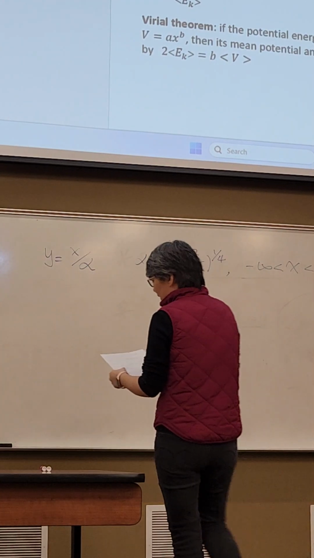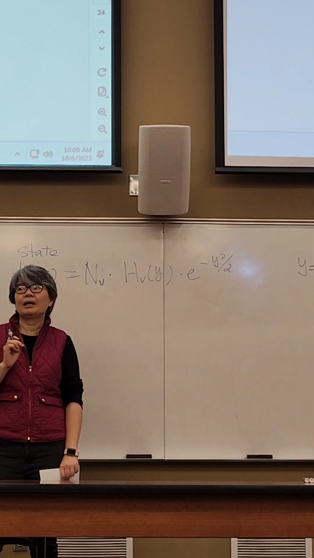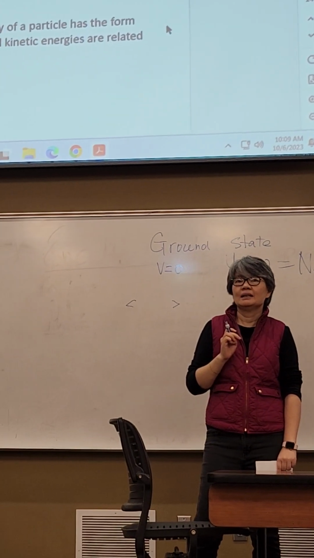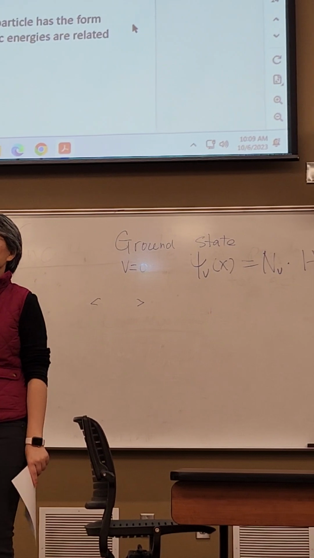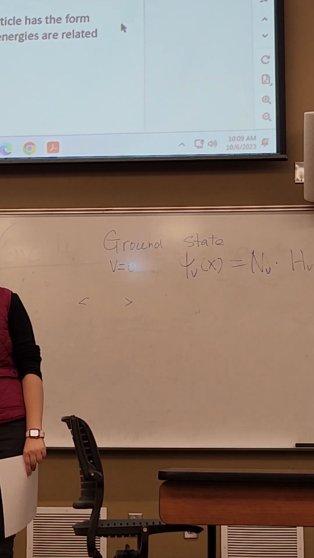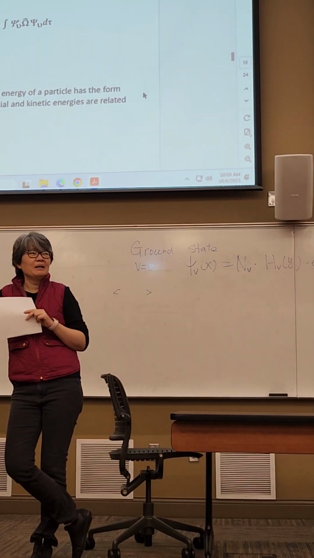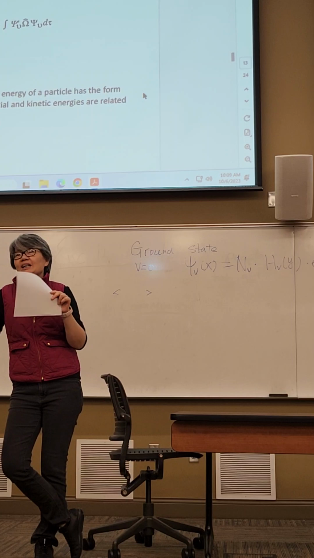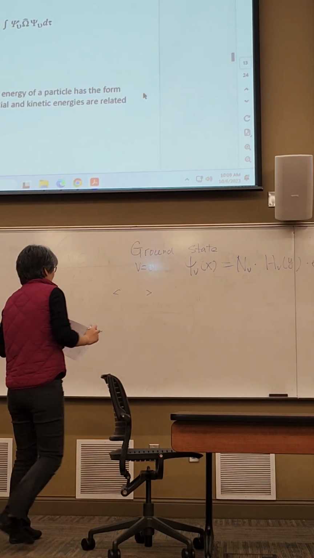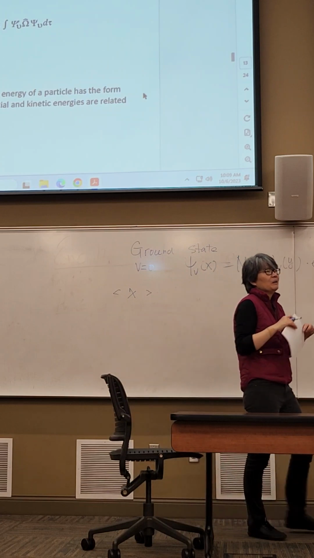Now, what is this notation? What is the bracket? A vector? Vector notation? That's what I was saying: the same symbol in different subjects means different things. In quantum mechanics, the angle bracket means expectation value. Now, what is the expectation value? It's an average value or mean value.